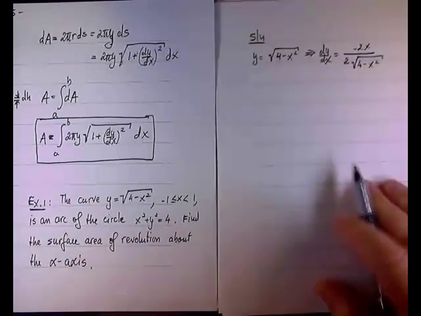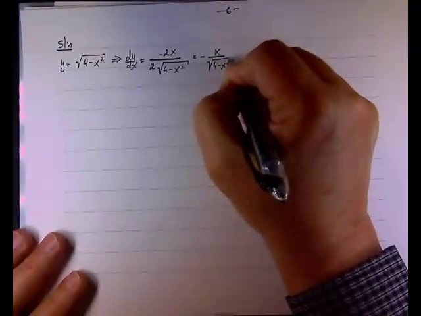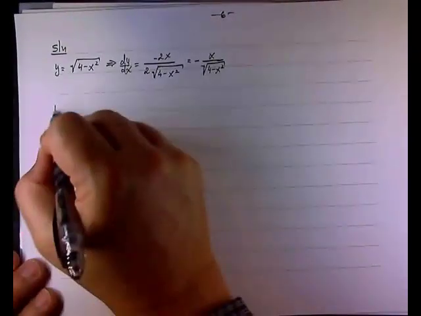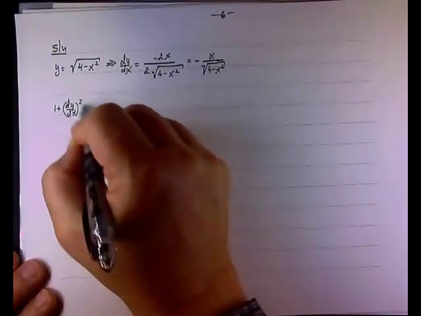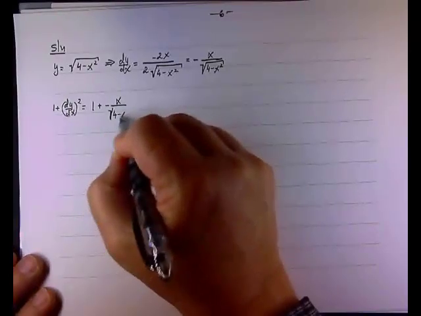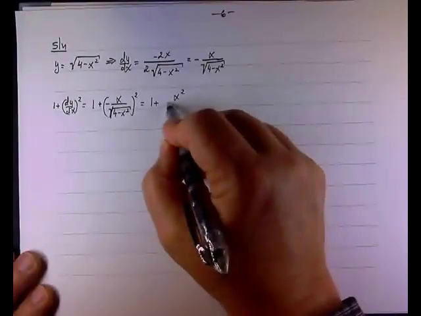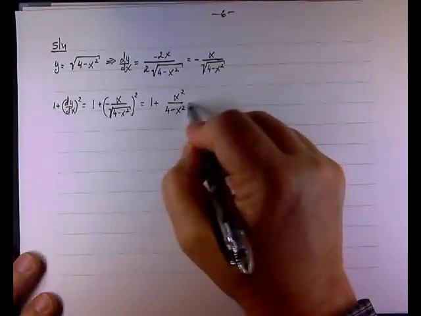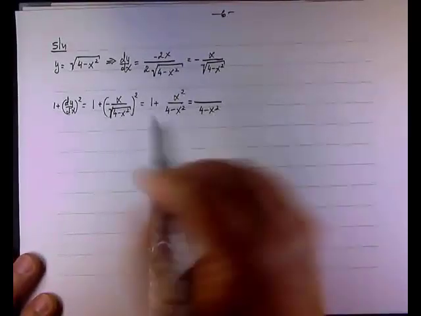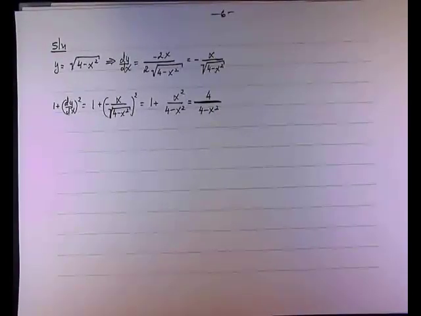So we end up writing negative x over the square root of 4 minus x squared. The next thing I need to do is find 1 plus dy dx squared. Well, that would be 1 plus negative x over the square root of 4 minus x squared, squared. So it will be 1 plus x squared over 4 minus x squared. Okay, and if I make a common denominator, 4 minus x squared, then I have 4 minus x squared plus x squared. I simply have 4. Okay? And now we are pretty much ready to continue with our integration.